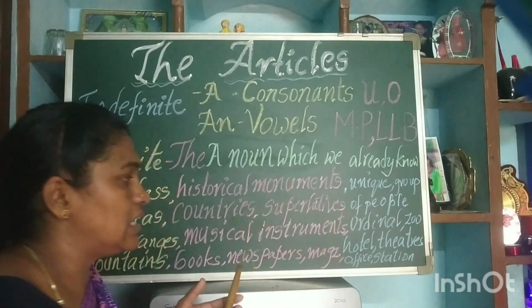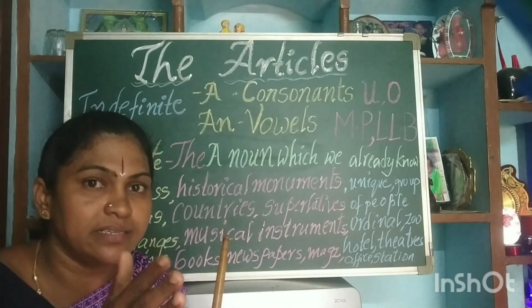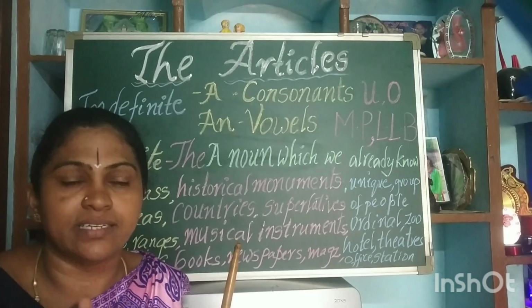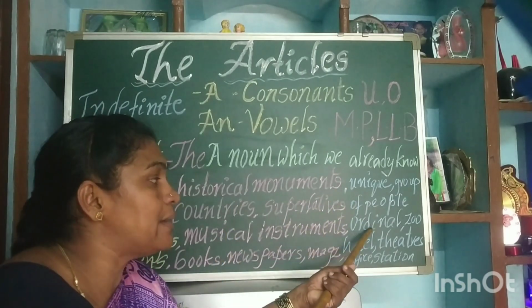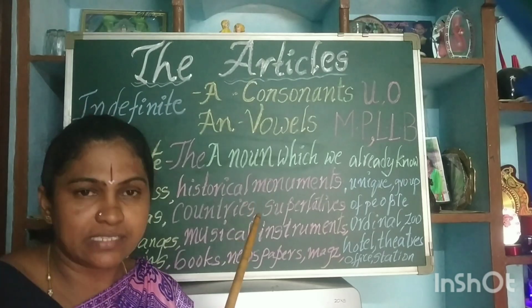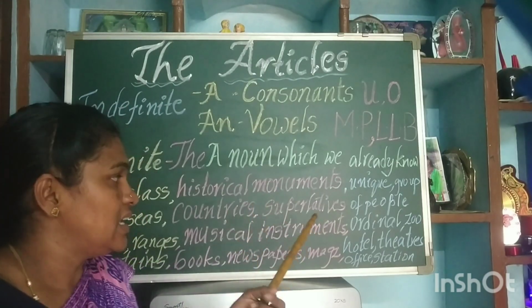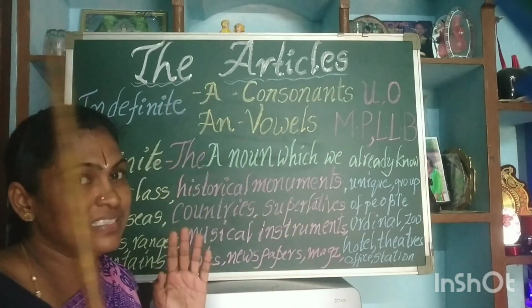Okay, and coming to the ordinal numbers, you see that the first, the second, the third, the 20th. So before ordinal numbers, that means first, second, third, not 1, 2, 3, 4. First, second, third, 30th, 20th, 50th, like that. If you use them, before that you have to use "the".